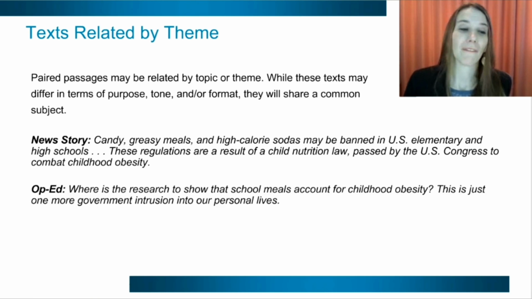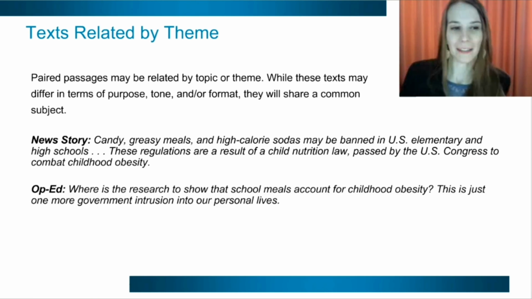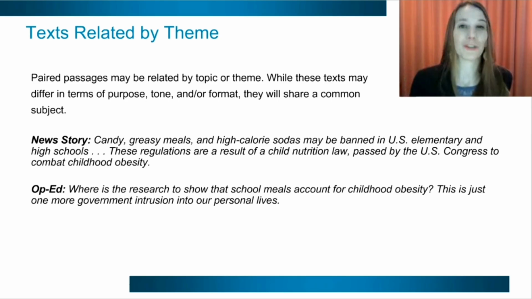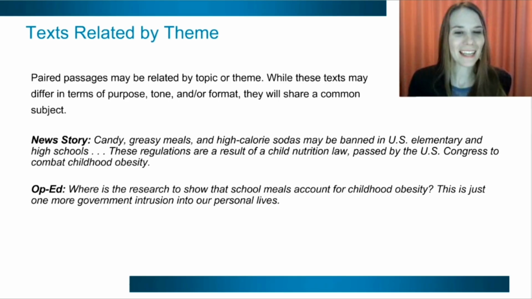And now you might have a related text, which is an op-ed. And again, I'll go ahead and give you a moment to read through this shortened op-ed text. So what did both of these texts have in common? What is their related topic or theme?